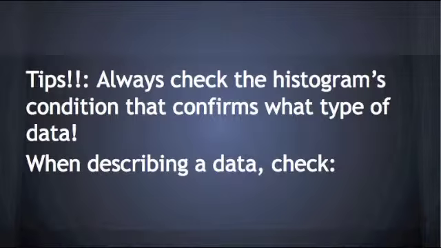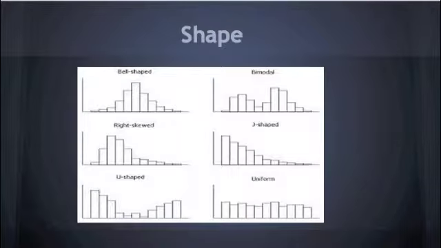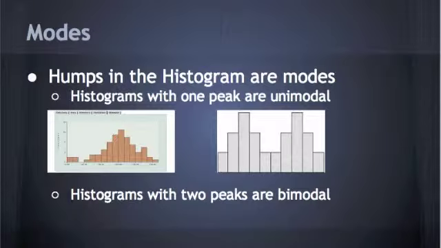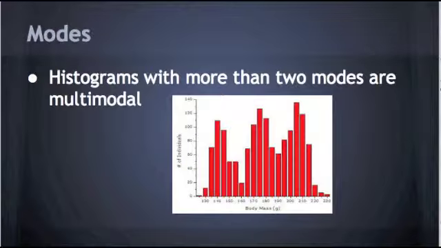When describing data, you should always check for the shape, center, and spread. Humps in a histogram are modes. Histograms with one peak are unimodal. Histograms with two peaks are bimodal. Histograms with more than two modes are multimodal.